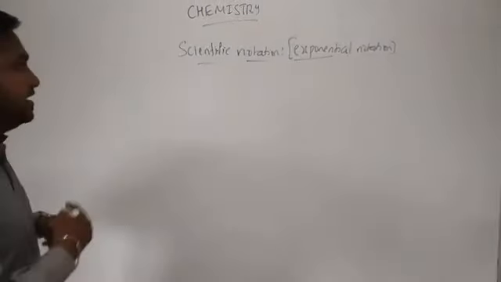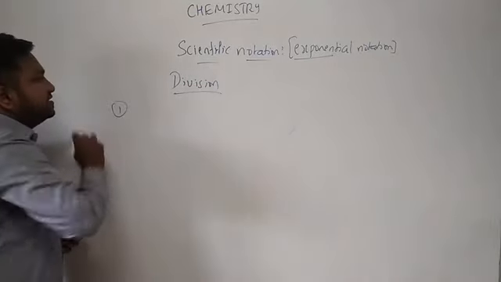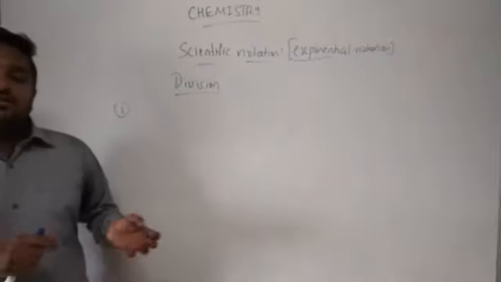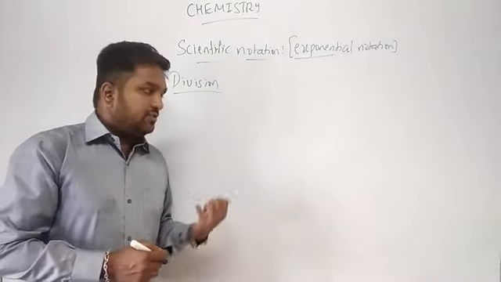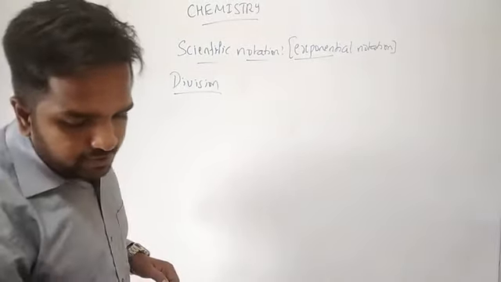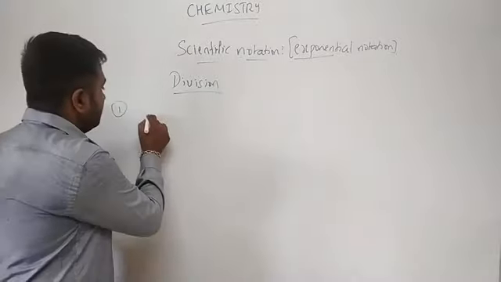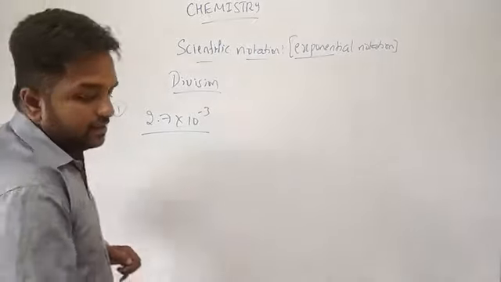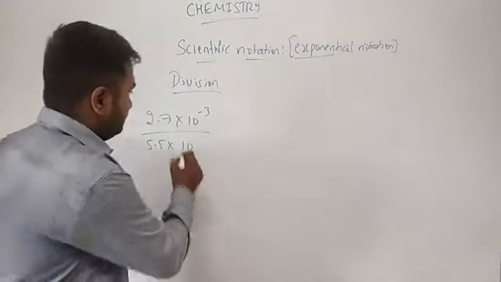The last one is division. Here also it is the same thing, you need not worry about the exponents. Just divide the digit terms and subtract the exponents, whereas in case of multiplication we add the exponents. Let us take an example: 2.7 into 10 to the power of minus 3 divided by 5.5 into 10 to the power of 4.